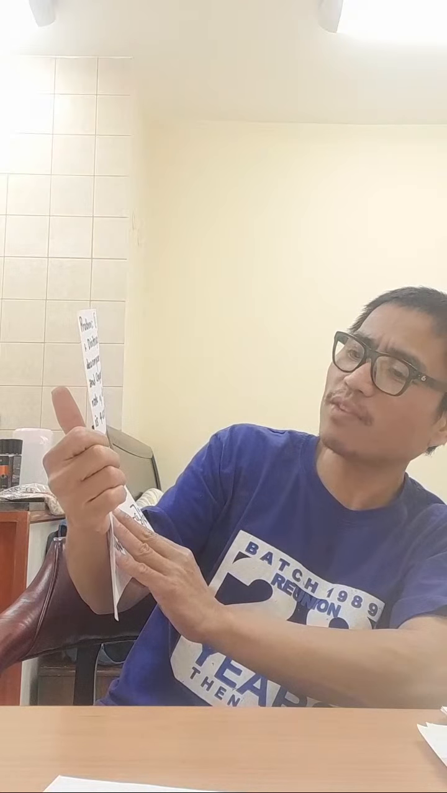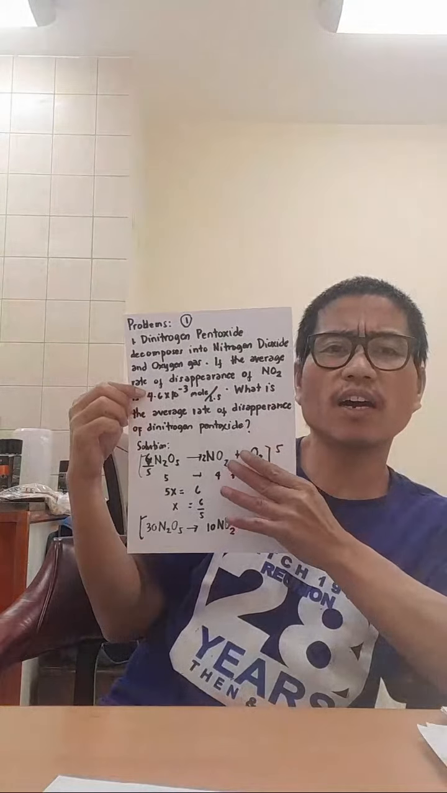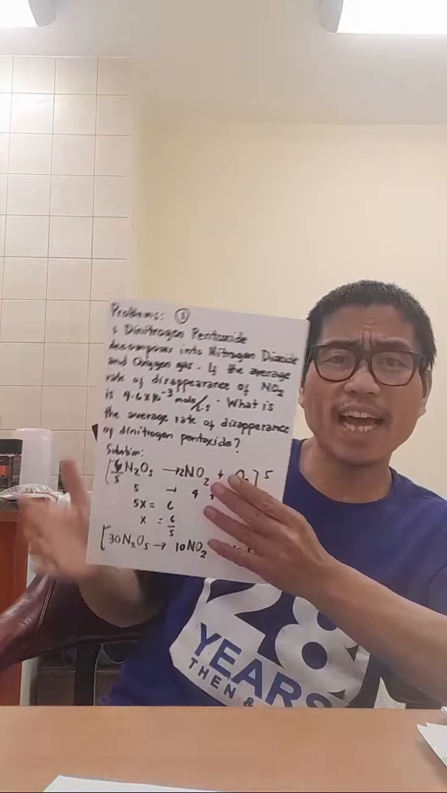Dinitrogen pentoxide decomposes into nitrogen dioxide and oxygen gas. If the average rate of disappearance of NO2 is 4.6 times 10 to the negative 3 moles per liter per second, what is the average rate of disappearance of the nitrogen pentoxide? Actually, guys, this is also not really that easy to analyze, but easy to solve. What do I mean by that? Not really easy to analyze, but very easy to solve.